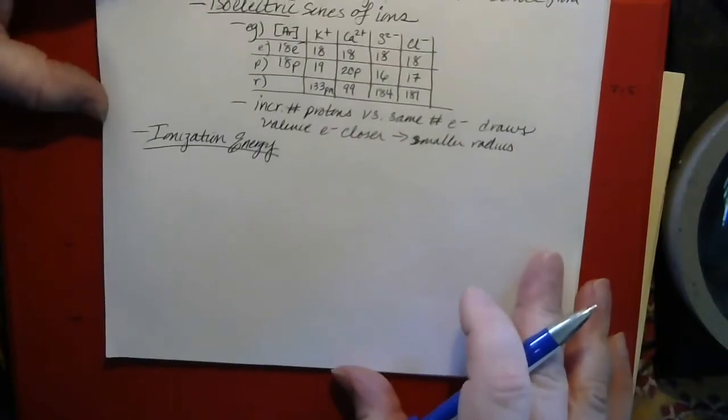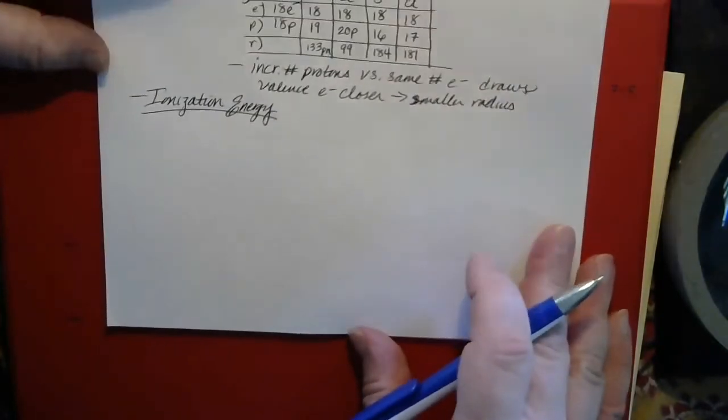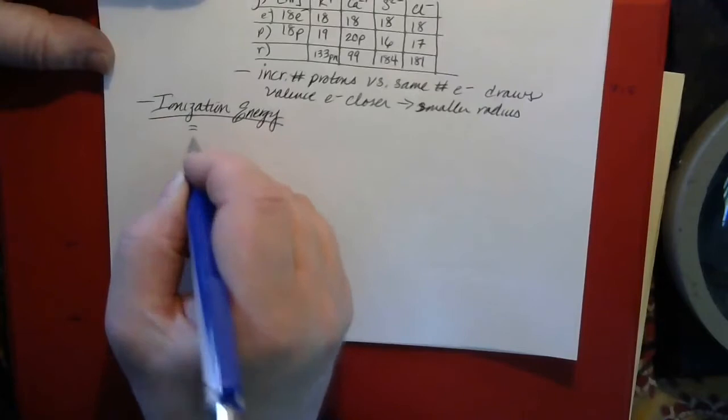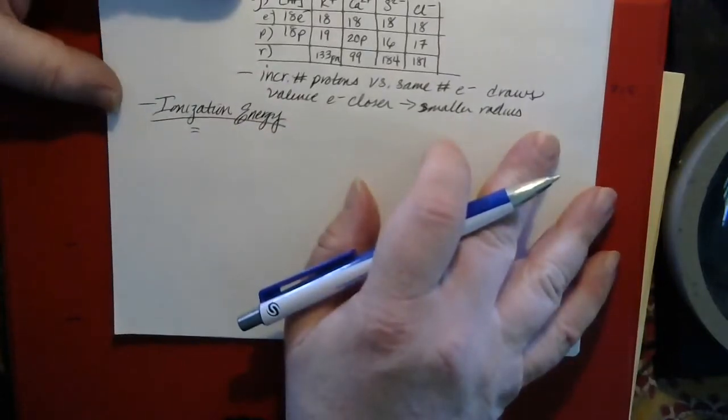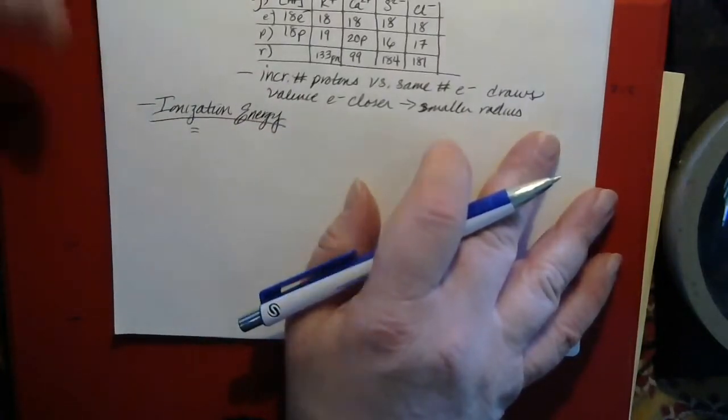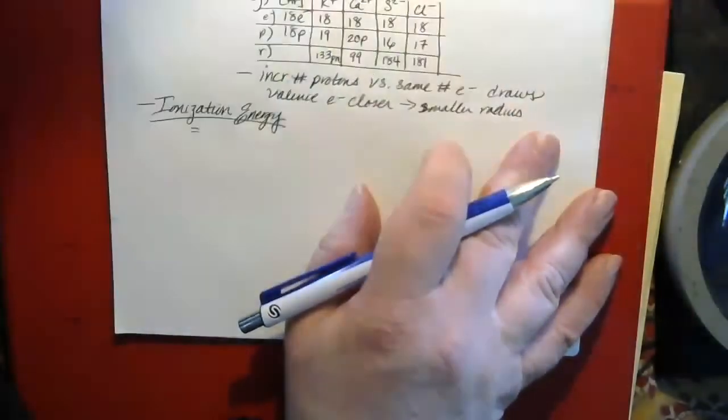And then we have ionization energy. Ionization energy is basically just how much energy you have to put in to get a valence electron away from an atom.